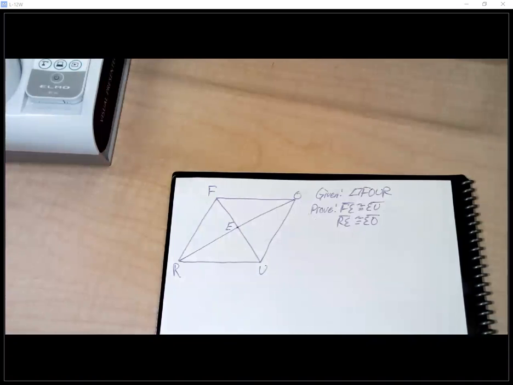You can use the other fun facts that we just proved, right? So if you wanted to use a pair of consecutive angles being supplementary, you could use that. You could use, what else did we just do? Oh, the opposite sides are equal. That might be helpful. Give it a go. See what you can make of this.